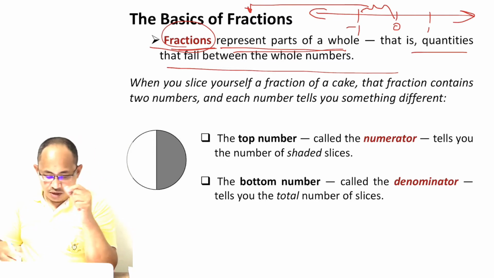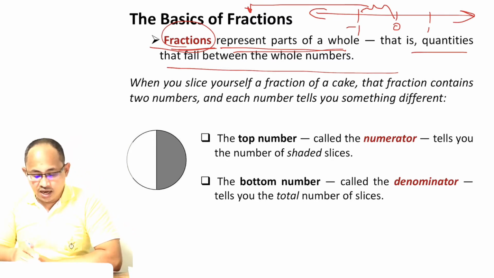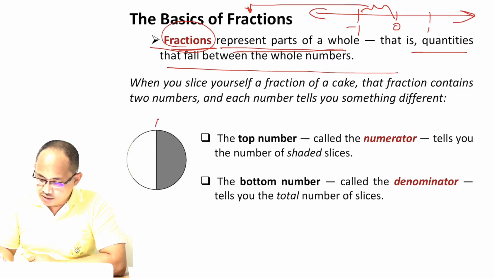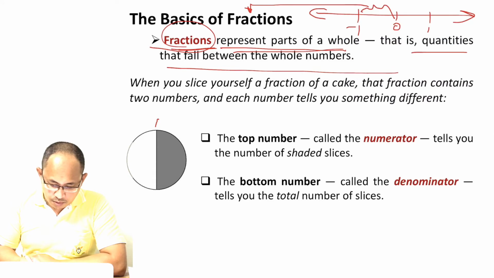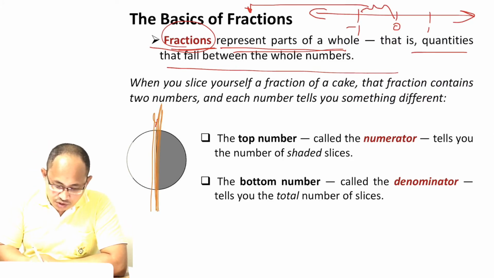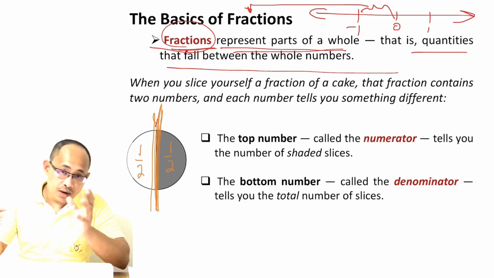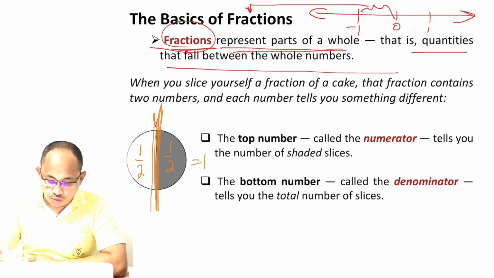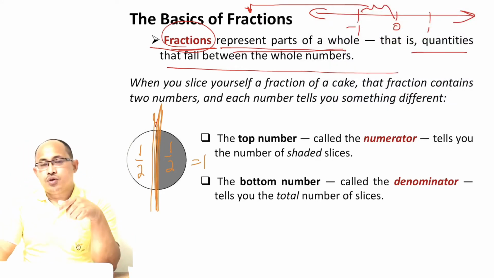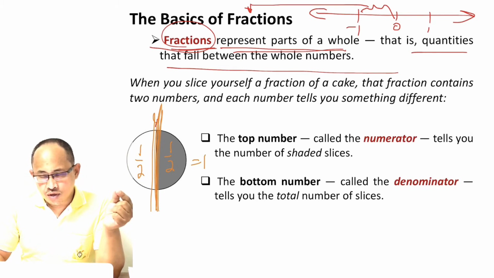When you slice, for example, we have a circle here. When you have a slice of cake, for example, let's slice this one into 2 equal parts. Yes, 2 equal parts. If this is a 1 circle cake and you separate it into 2, this here becomes 1/2, and the other side becomes 1/2. When you combine the two, this becomes equal to 1.